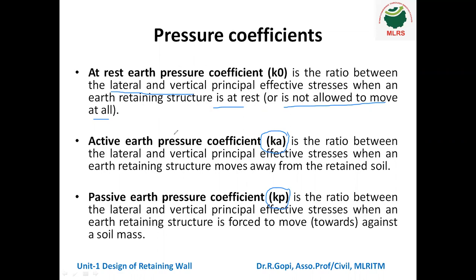While designing a stem, heel slab and all, the active earth pressure quotient is needed. While designing a shear key, in the problem where we have to design a shear key, this passive earth pressure quotient is necessary. That is the ratio between the lateral and vertical principal effective stress when an earth retaining structure is forced to move towards the retained earth. That is called passive earth pressure quotient. So finally, active means it moves away from the retained soil. Passive means it moves towards the retained soil.